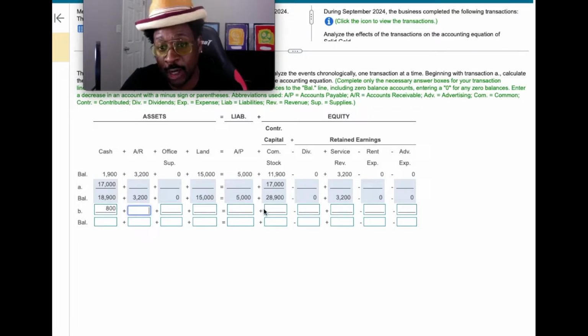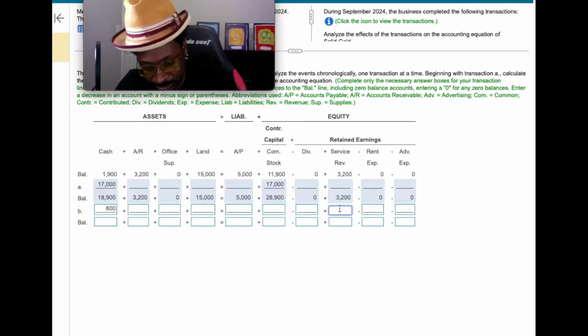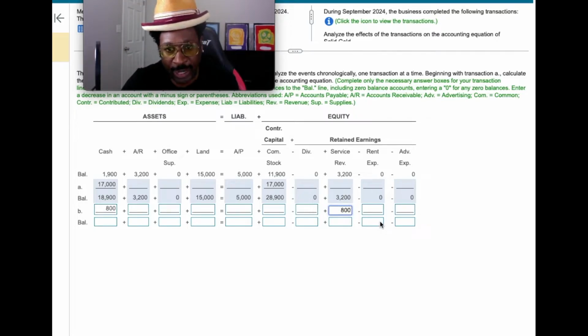And then the only stockholders' equity portion that is being affected comes through retained earnings, particularly the revenue account. So we're going to increase our revenue account by $800. And so that would be it for the transaction analysis. Now all we have to do is calculate the new balances.